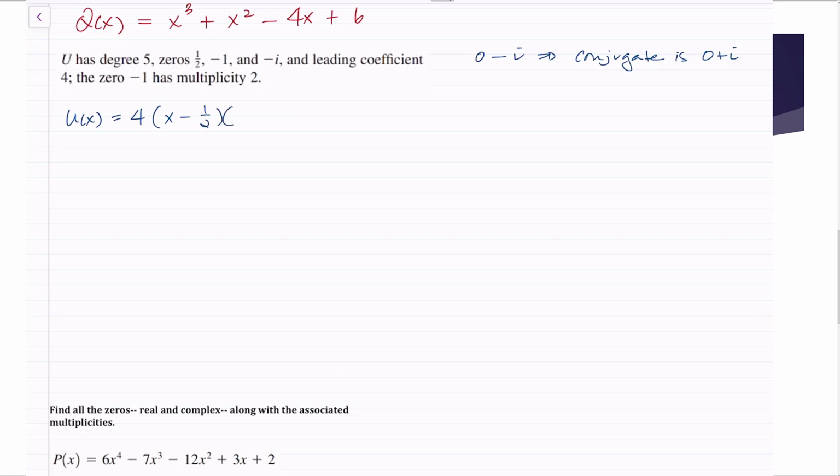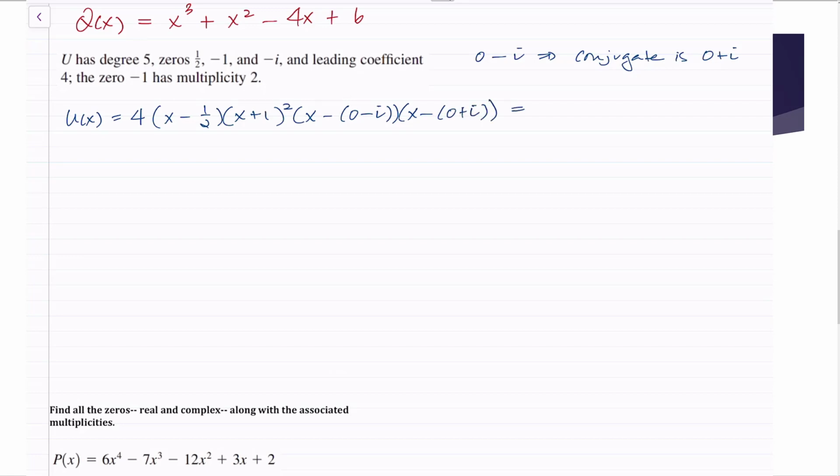And they say that we want the root at -1 to have a multiplicity of 2. So that would be (x + 1) squared. And then we're going to have those complex roots. And so if you want to write it in the same style that we did on the previous problem, it's really not necessary, but whatever, it's fine. We're going to have x minus the quantity 0 minus i, and then x minus the quantity 0 plus i.